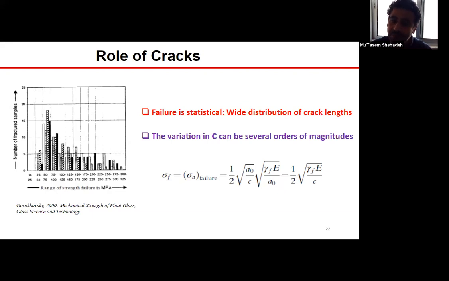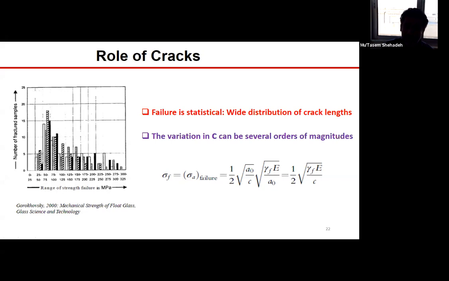When we talk about reliability, it is the probability for the samples to fracture under the effect of a certain level of stress. And to illustrate this point, we're showing in this figure a range of strength, or failure stress, of a number of fractured glass samples that are made from the same material. What we see here is a very wide range of strength values, between 25 megapascal to around 300 megapascal for the same type of glass. And this can be explained again by the statistical nature of failure.